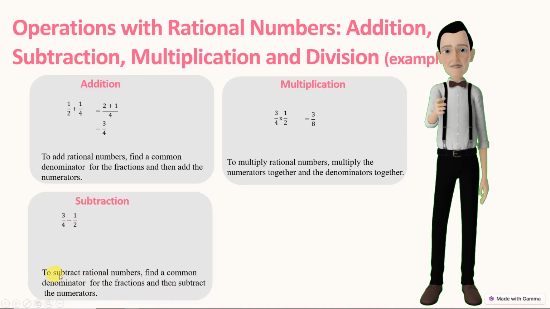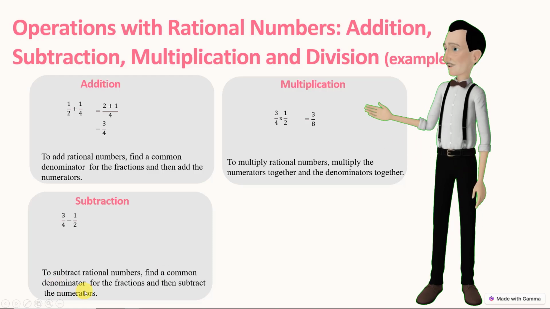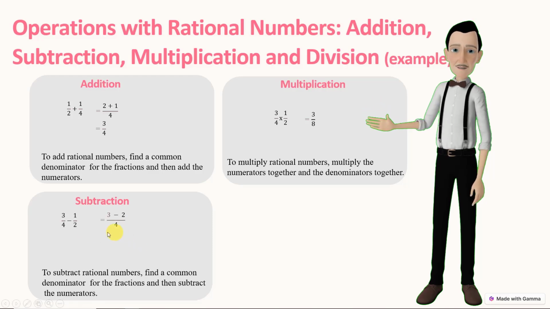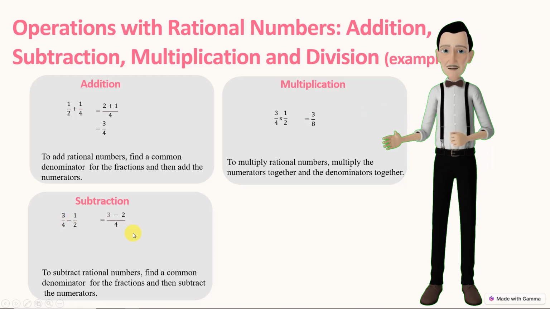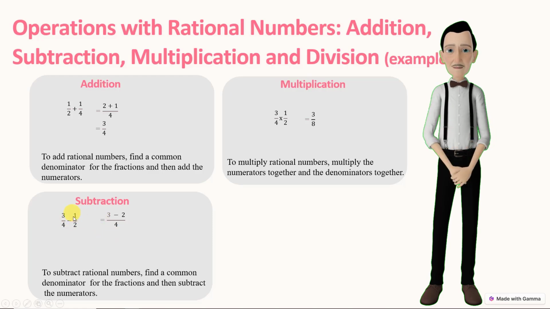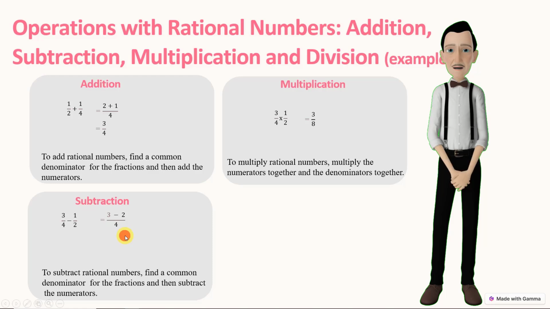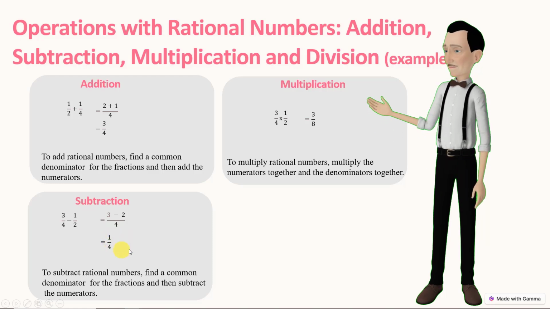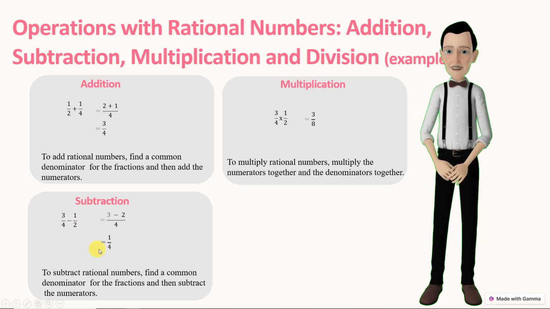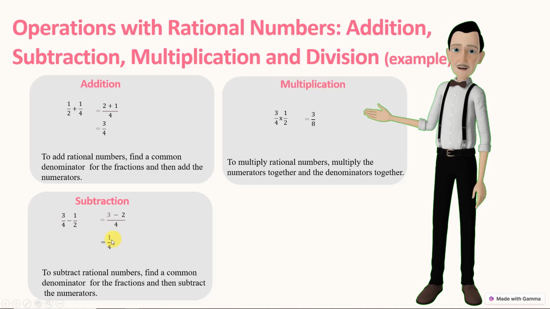To subtract rational numbers, find a common denominator for the fractions, and then subtract the numerators. Same, so exactly what you did for addition. 4 would be the lowest common denominator over here, so the 3 stays the same. 2 goes in there, 2 times 1 is 2. Right, so it's 3 minus 1, and that gives us 1/4. And now, of course, that is in its simplest form already. We cannot go any smaller than that.